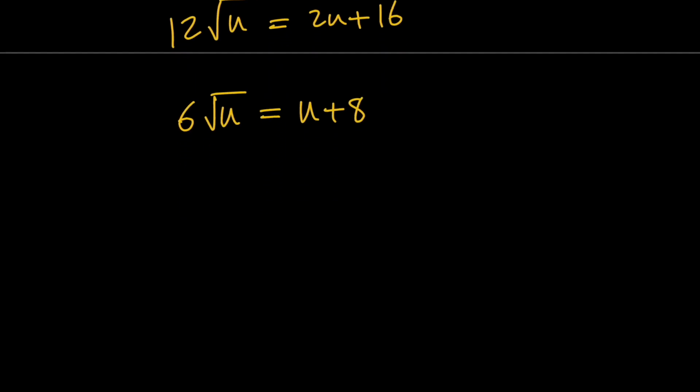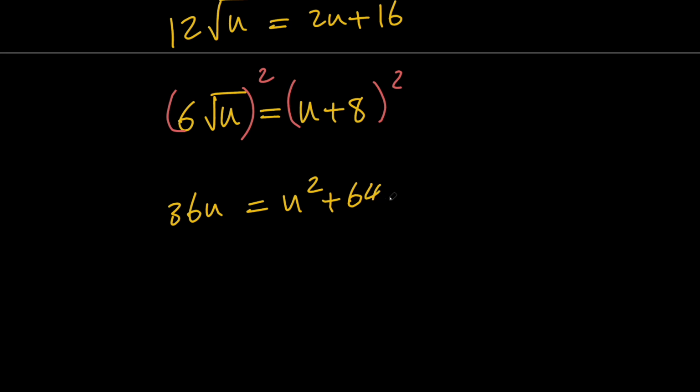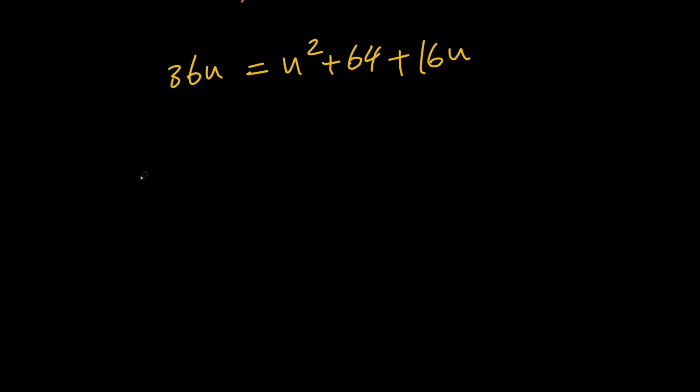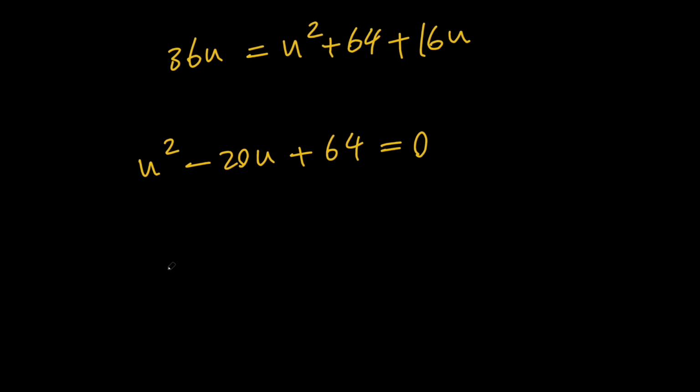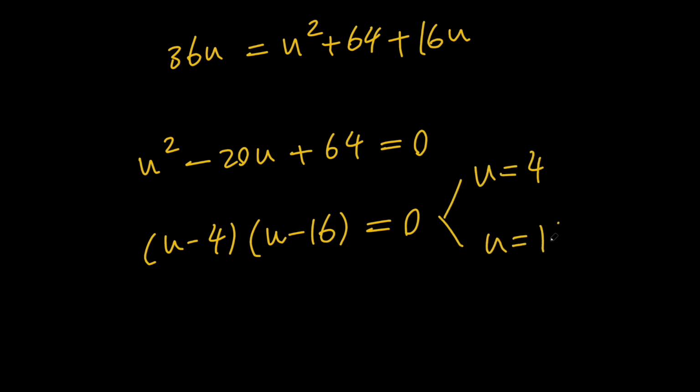Next, let's square both sides to get rid of the radical. So if we do that, we're going to have 36 times u equals u squared plus 64 plus 16u. If we move everything to the same side, we're going to get u squared minus 20 times u plus 64 equals 0. Now we can factor the left-hand side, and if we do that, we're going to have u minus 4 times u minus 16. And based on this, we can say that we have u equals 4 or u equals 16.